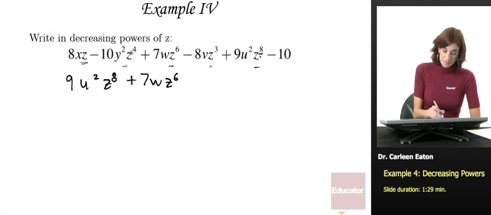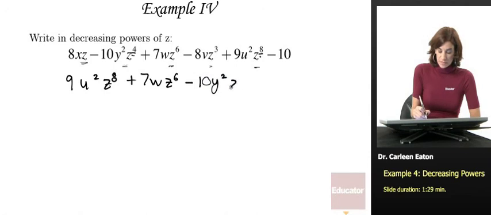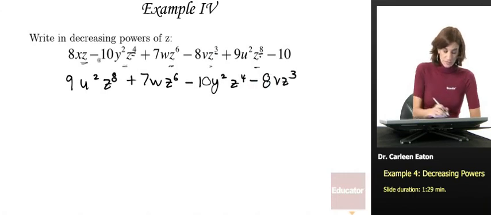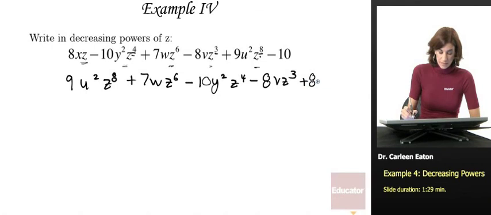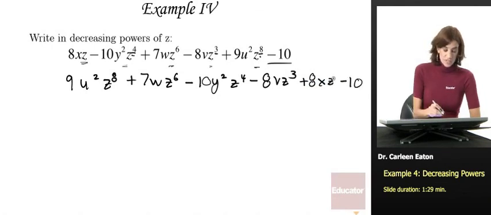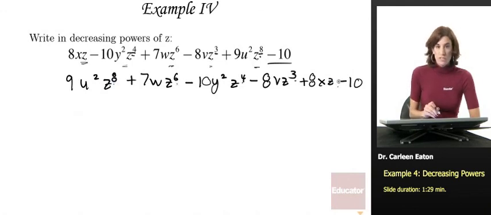After that, z to the 4th. So negative 10y squared z to the 4th. After that, I have a z to the 3rd. Finally, 8xz and my constant. So this is written in decreasing powers of z, and I'm just checking that these exponents are decreasing, and they are, so it's correct.